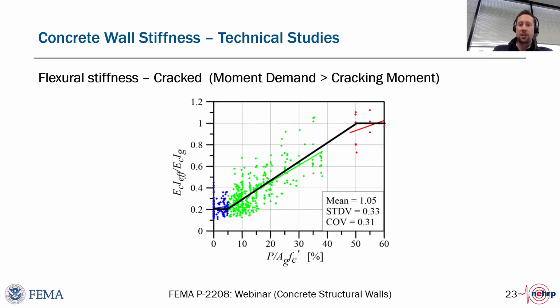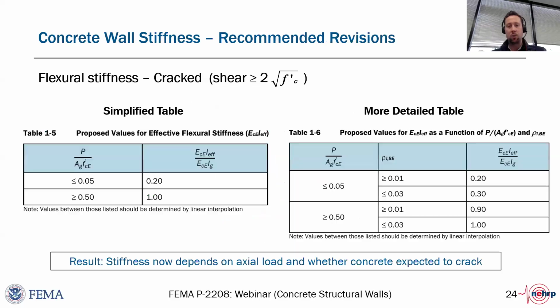Then for cracked flexural stiffness, this is probably more in line with what people are familiar with. And this is a stronger correlation, as you might expect, to axial load. So you can end up with very low effective stiffness relative to your gross moment of inertia, down at around 0.2 or even less. And then that goes up the more axial load you add, up until you reach a peak where we wouldn't expect to do more than the gross moment of inertia.